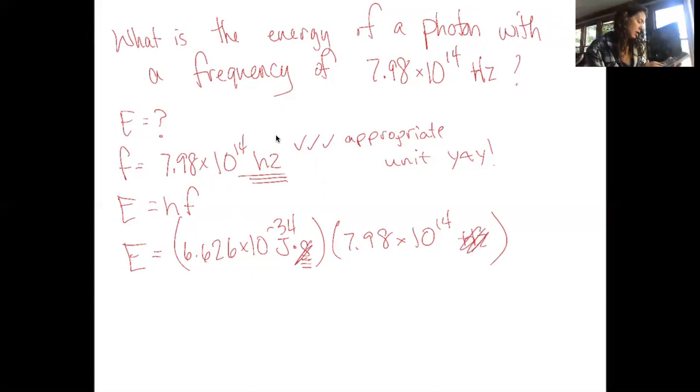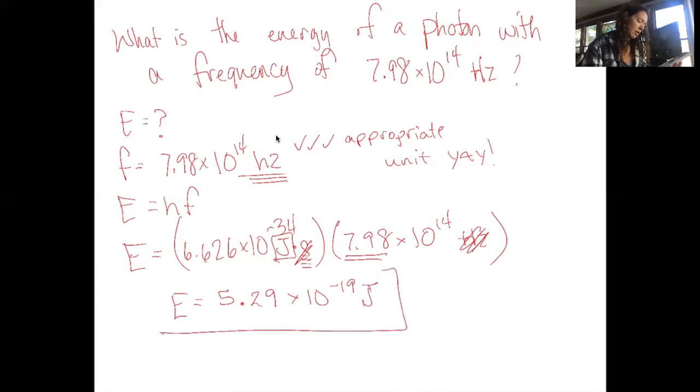So I got my calculator and I say 6.626 second EE, negative 34 times 7.98 with an exponent of 14. I should have an exponent around negative 20, negative 19. So I probably didn't make a mistake in my calculator. I'm going to round this to 3 sig figs, 5.29 times 10 to the negative 19th. And my unit left over here is joules. All right, and that would be my answer. We need to do one more.